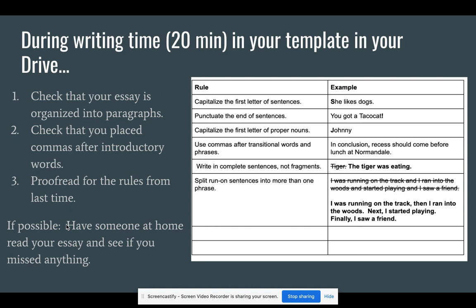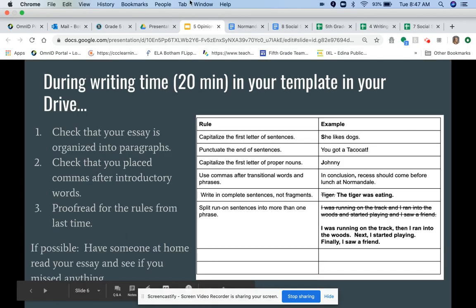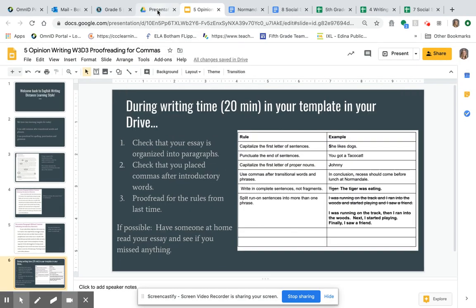And if it's possible, if you have someone at home who's available, have somebody read your essay and see if you missed anything. This could be a sibling, this could be a parent, anyone at home who has some time to read your essay. Sometimes having another set of eyes is really helpful. Okay, so I'm going to show you what I mean when we're talking about your writing template.